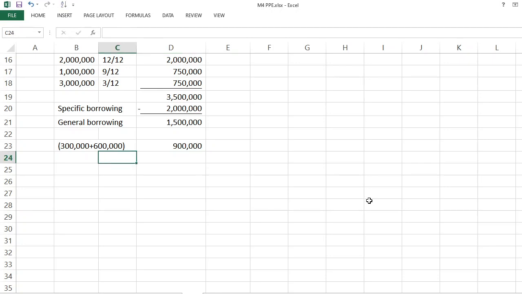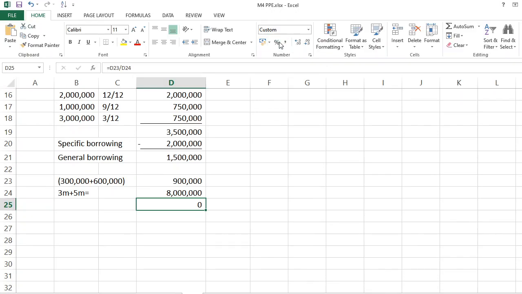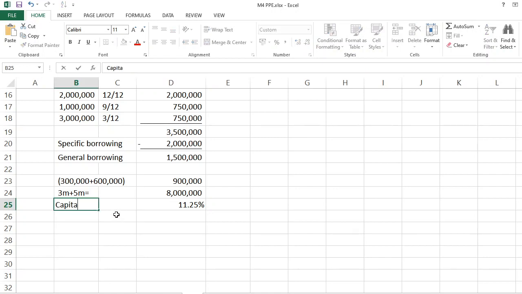And the principal is 3 million plus 5 million. And that would be 8 million in total. Therefore, our capitalization rate would be 11.25%. So that would be the capitalization rate that we use in the computation of the borrowing cost in relation to the general borrowing. So, let's compute for the borrowing costs.